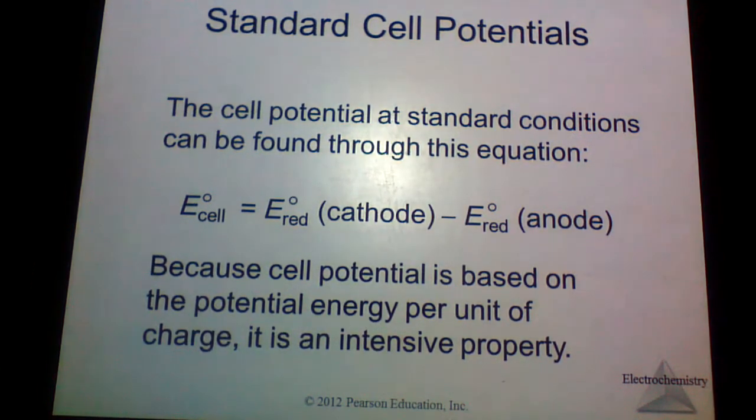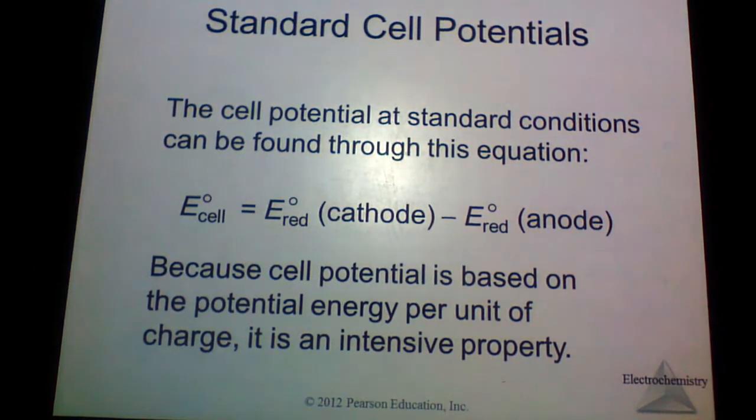Okay, so let's say that we want to find the cell potential for the entire cell. I want to know what's happening in the entire cell, and I'm going to find the standard reduction potential for the reaction that's occurring at the cathode. And I'm going to subtract from that the standard reduction potential of the reaction that's happening at the anode. That's going to give me what's happening for the overall reaction of the cell.